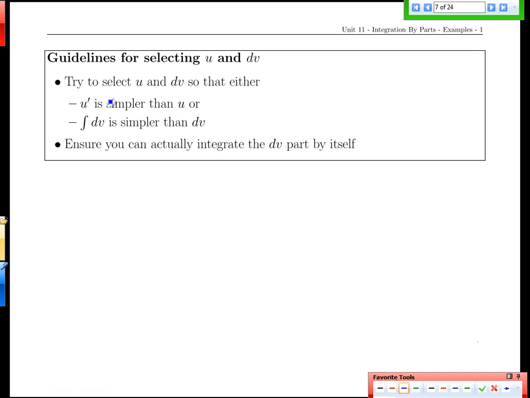One of the things that can guide that search, though, is that you know you're going to differentiate the u. So if u prime is simpler than u, that's usually a good thing. The second thing to look for is we're going to be integrating part of it. If the integral of the dv is going to be simpler, that's a good thing. That's not as common. Usually a better guideline is whether you can actually integrate the dv at all, and we'll see that appear as we go through some examples. So the main guidelines are, is u going to be simpler when we differentiate it, and are you able to integrate the dv part by itself?